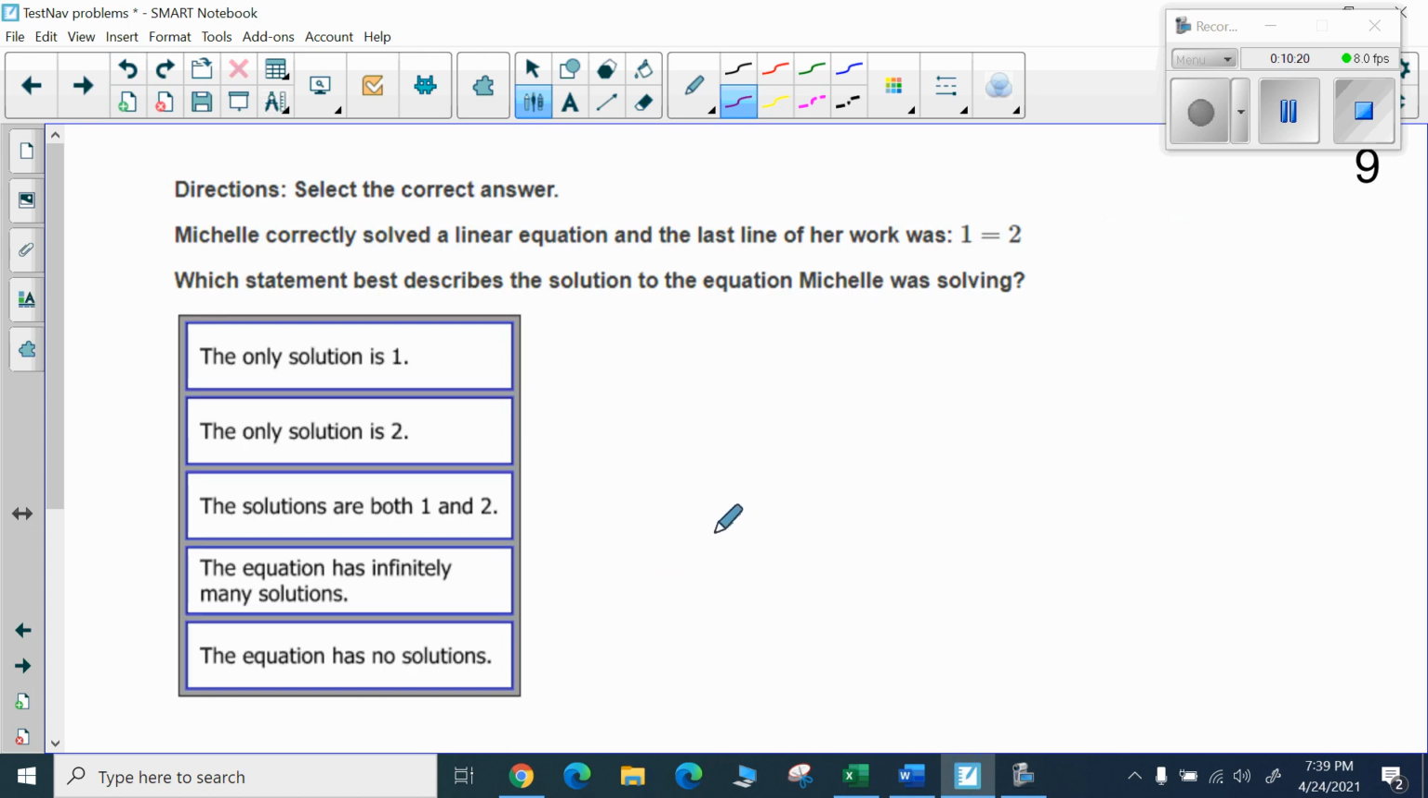Now for number 9, this is something that we have covered this year. So now we're back into familiar territory. Michelle correctly solved a linear equation, and the last line of her work was 1 equals 2. Which statement best describes the solution to the equation?